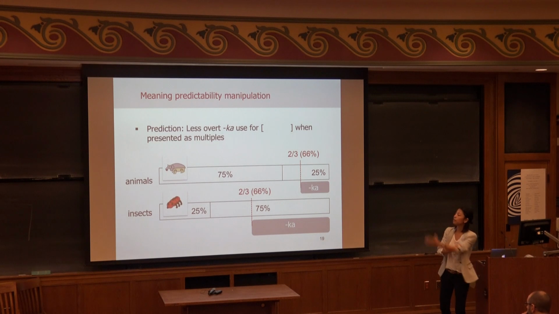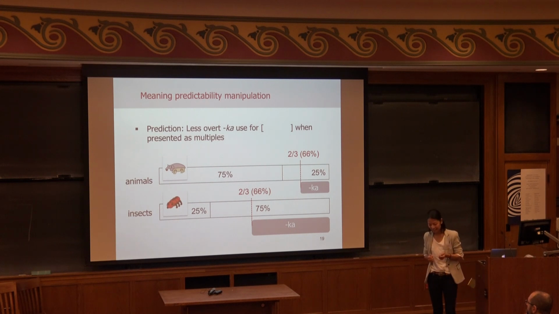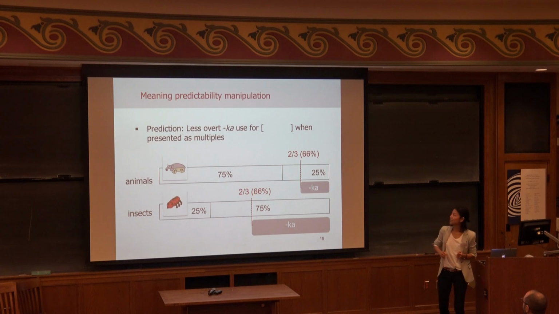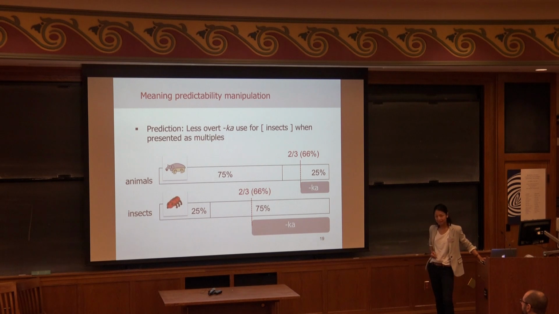So based on this, we predicted in their production, if they're using this marker to encode the meaning efficiently, they're less likely to use ka for insects, which were presented as multiples. That was the prediction. Okay, so let me show you the data.